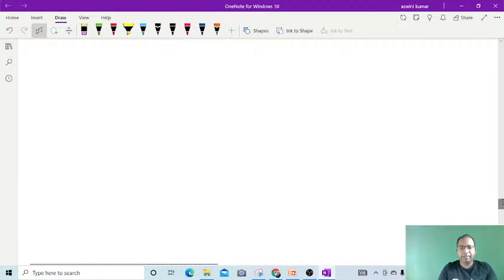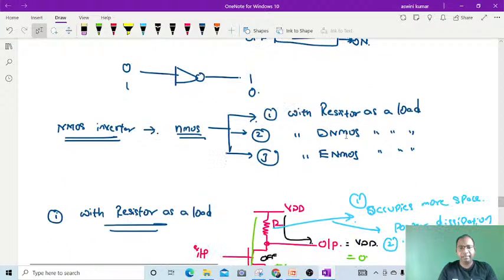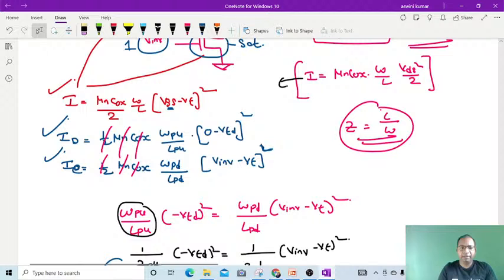From where I started, you may check back. I started that NMOS inverters will be of 3 types by changing the loads, all these 3 types. Then, the ZPU by ZPD if one NMOS inverter is driven by another NMOS inverter: what is the circuit and what is the current equation? How to manipulate the given current equation to find out ZPU by ZPD? And what is the impedance? All these things we discussed.